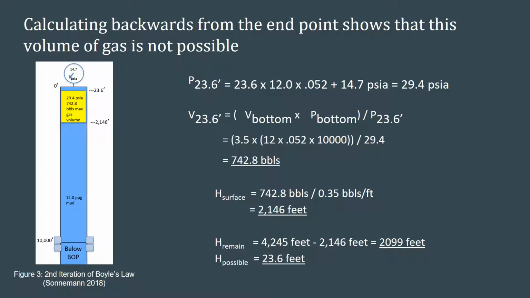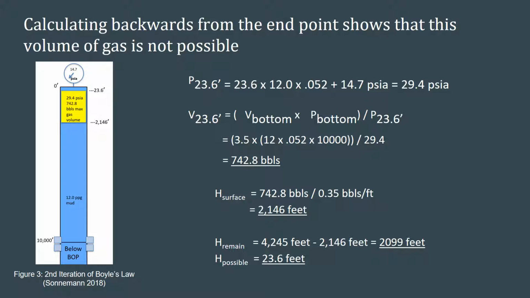Say we did the same Boyle's law calculation for 23.6 feet below the top of the riser. This is the same process as before, except that this time the pressure at 23.6 feet below the top includes the hydrostatic pressure of that column of mud along with the atmospheric pressure. This tells us that the gas would expand to 742.8 barrels, which results in a 2,146 foot column of gas.